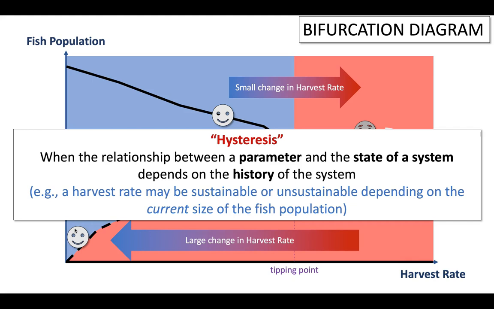So that term hysteresis is one that you'll see a lot in these systems. And the term hysteresis loop is this pattern where a small perturbation causes a major change in the system, and then requires a very large perturbation to get the system to switch back.